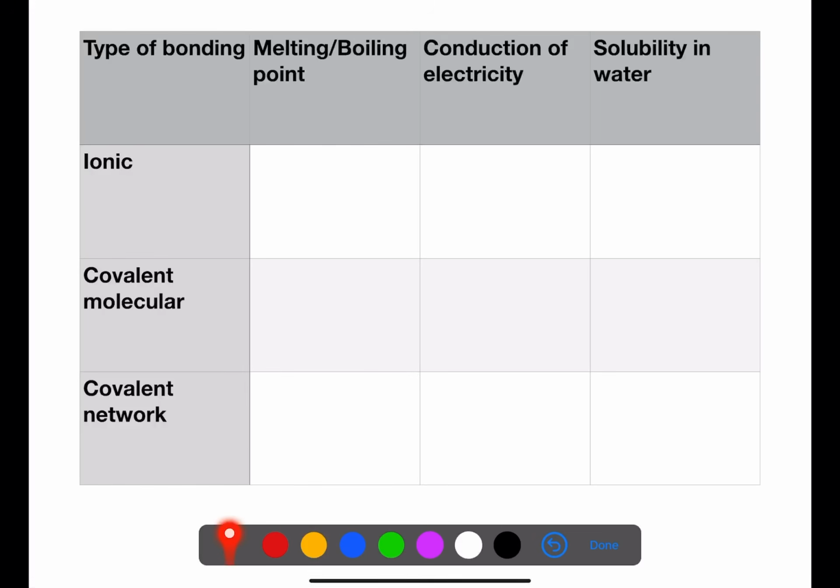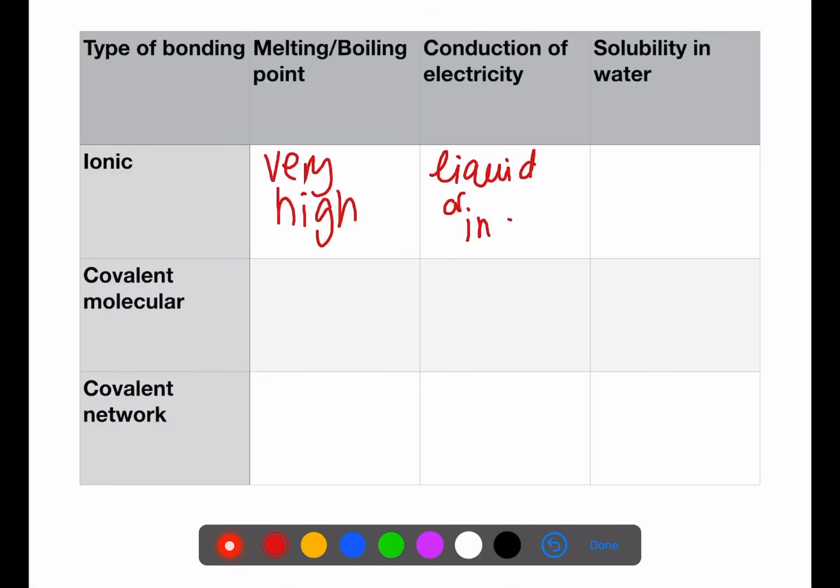The different types of bonding affect the properties that we see within different substances. Ionically bonded compounds have very high melting and boiling points. This is because a lot of energy is needed to overcome all of the attractions between the positive and negative ions within a lattice. Ionic compounds will conduct electricity when they are liquid or in solution. This is because the ions need to be free to move to be able to carry charge. Ionic compounds tend to be soluble in water.